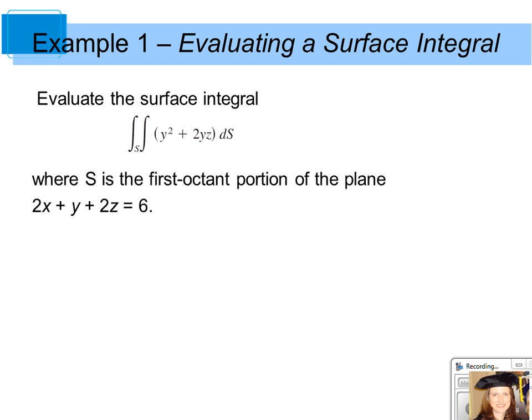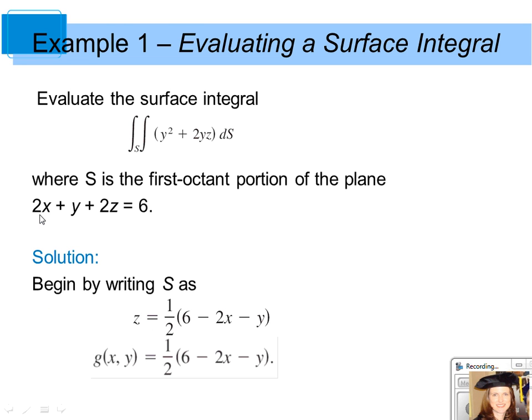In this example, we want to evaluate the surface integral, the double integral over capital S, of y squared plus 2yz dS. That differential S is a capital S there. S is the first octant portion of the plane 2x plus y plus 2z equals 6. We want to be able to write the surface in terms of a function of x and y. So we want to solve for z.